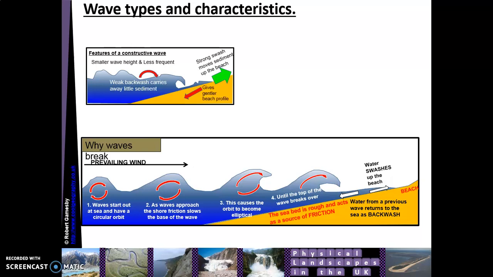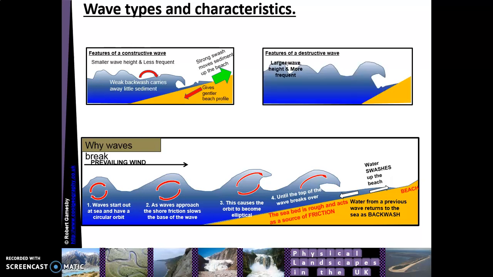And it gives it what we call a gentle beach profile, which means it's quite a nice slope to walk into the beach. So you can imagine this if you've ever been to a beach. If you're walking into the sea, if you can walk for quite a while before it drops off, then it's a nice constructive environment. But if you walk and then it's all of a sudden a big drop off and it's quite steep to get into the sea, then it's the next type of wave which we're going to look at, which is a deconstructive or destructive wave.